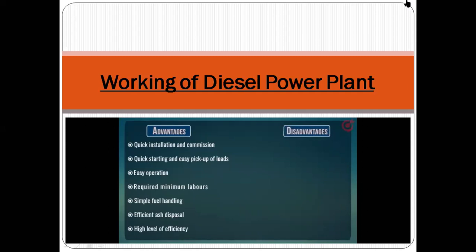Disadvantages. The power generation capacity of these power plants is limited to about 50 megawatts. It is expensive, as diesel fuel is expensive compared to coal. Maintenance cost of a diesel power plant is also very high. Life of these power plants is relatively short.